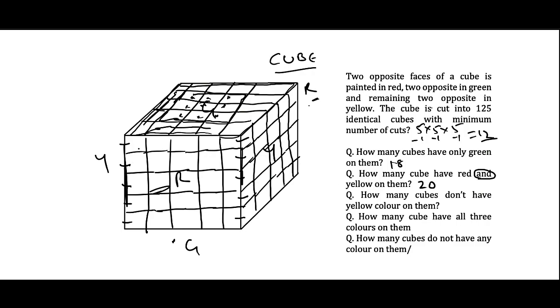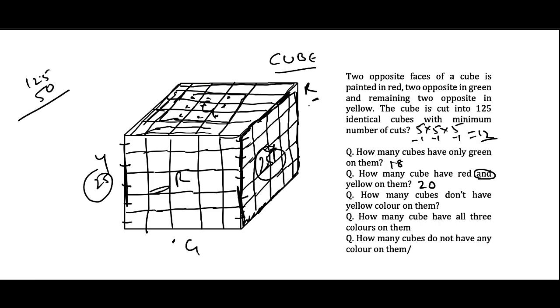Now how many cubes do not have yellow? So out of 125, let's make it easy, we'll remove all the yellow colors from it. That means cubes with yellow: only yellow, yellow and green, yellow and red. So we'll subtract all the cubes that have yellow color on them, and on this face, 25 cubes are having yellow. The opposite side also has yellow, that is 25 cubes. That means we have 50 cubes that have yellow color.